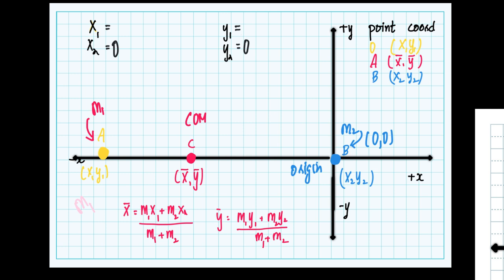Now what is x1? x1 is the x coordinate of A. y1 is the y coordinate of A. Since m1 is placed on the x-axis, y1 is a point on the x-axis, and for any point on the x-axis, the y coordinate will be equal to 0, right? So let me just write down these values over here. So y1 is equal to 0. What is y2? y2 is 0 as well, right? So y2 is 0.